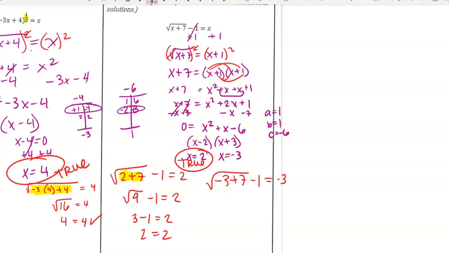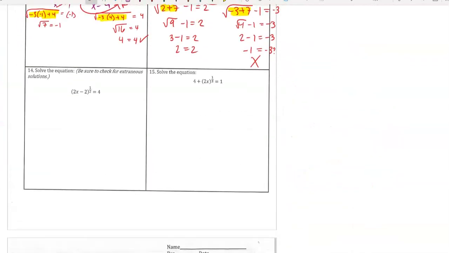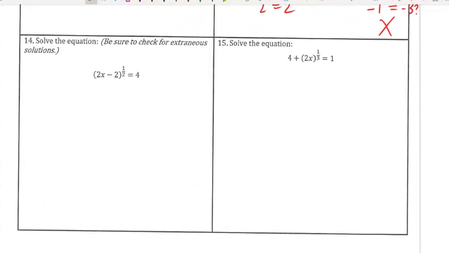true answer. We can assume the other one's wrong, but let's check it anyways. Negative 3 plus 7 is 4. Square root of 4 is 2. Minus 1 is negative 1. And does negative 1 equal negative 3? No. False answer. All right, we are almost done. 4 more questions.